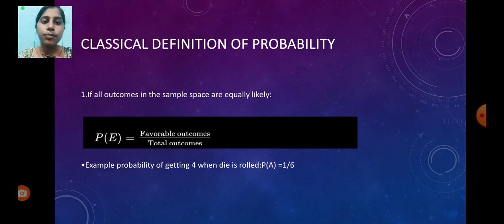Classical definition of probability. So, the classical definition of probability can be given as probability of E is equal to favorable outcomes by total outcomes, if all outcomes in the sample space are equally likely. Like for example, the probability of getting a particular face when the die is rolled is given as probability of A equals 1 by 6.